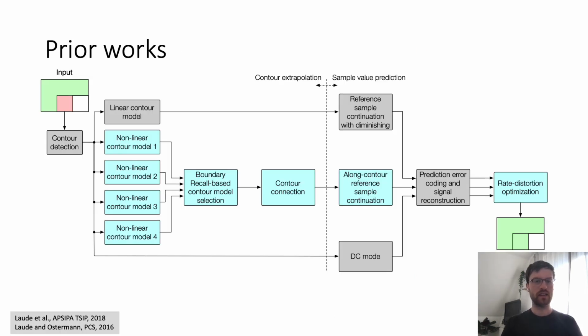To cope with these limitations, I proposed a couple of prior works in which, given an input, a two-stage process was performed to determine the predicted output. The first step was a contour extrapolation, where contours were detected in the reference area and extrapolated with different means. Then sample values were predicted given the contours and the reference area, also with different means, to finally form the prediction for the currently coded block.